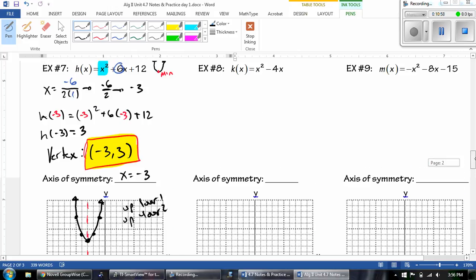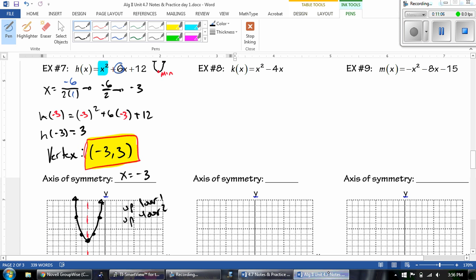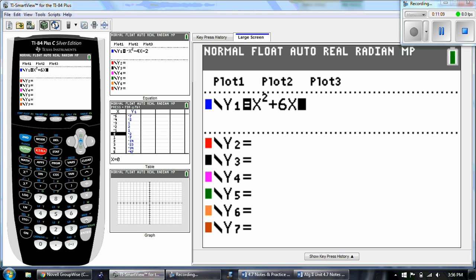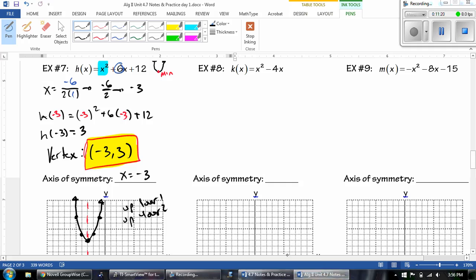Okay, and see, we would have caught that mistake once we started plugging it in. So x squared plus 6x plus 12. And here we go. It's opening up at negative 3, 3. That's our vertex. All right, next one. Look at your x squared. It's positive, so it's going up. Our vertex is down here, and that is a min.